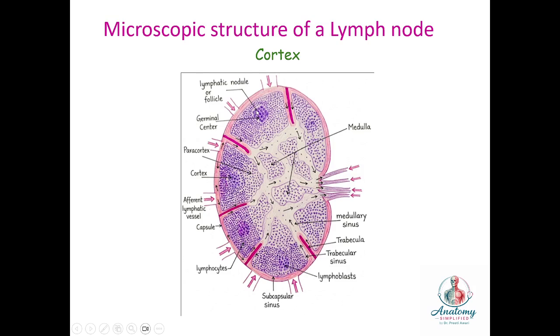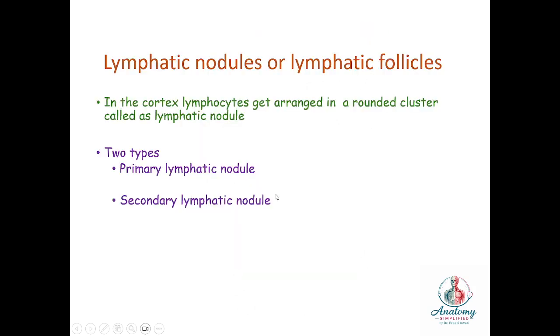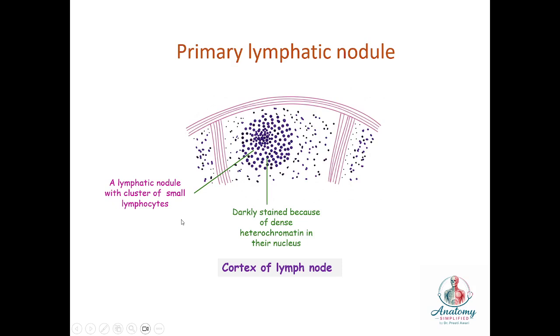Now, inside you can see some rounded structures. What are these rounded structures? These are called lymphatic nodules. We will talk about these lymphatic nodules first, then we will move on to the medulla. Lymphatic nodules are also called lymphatic follicles. In the cortex of a lymph node, lymphocytes get arranged in rounded clusters called lymphatic nodules. There are two types of these nodules, primary and secondary.